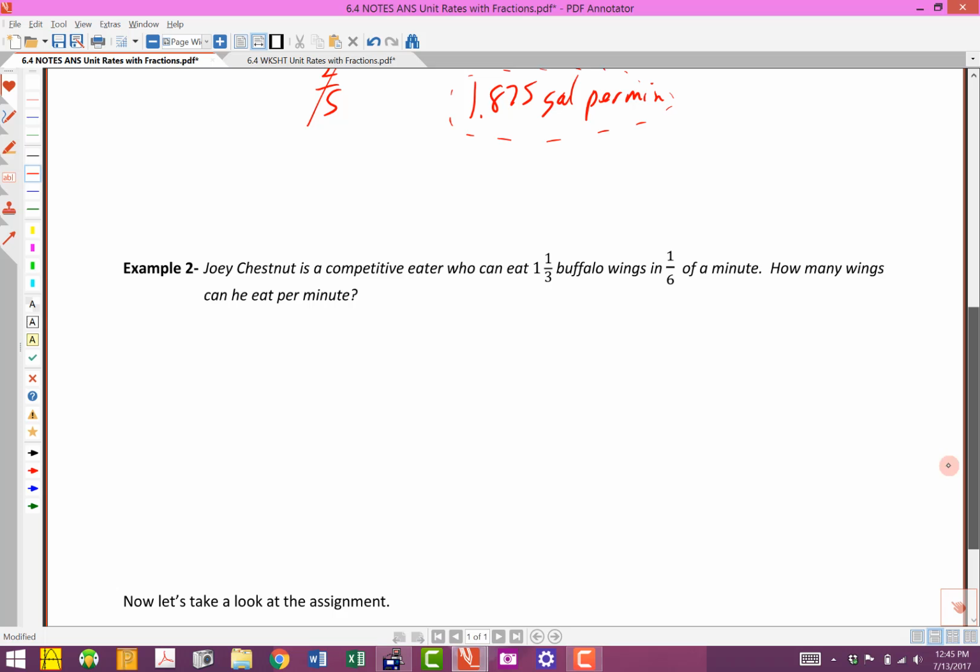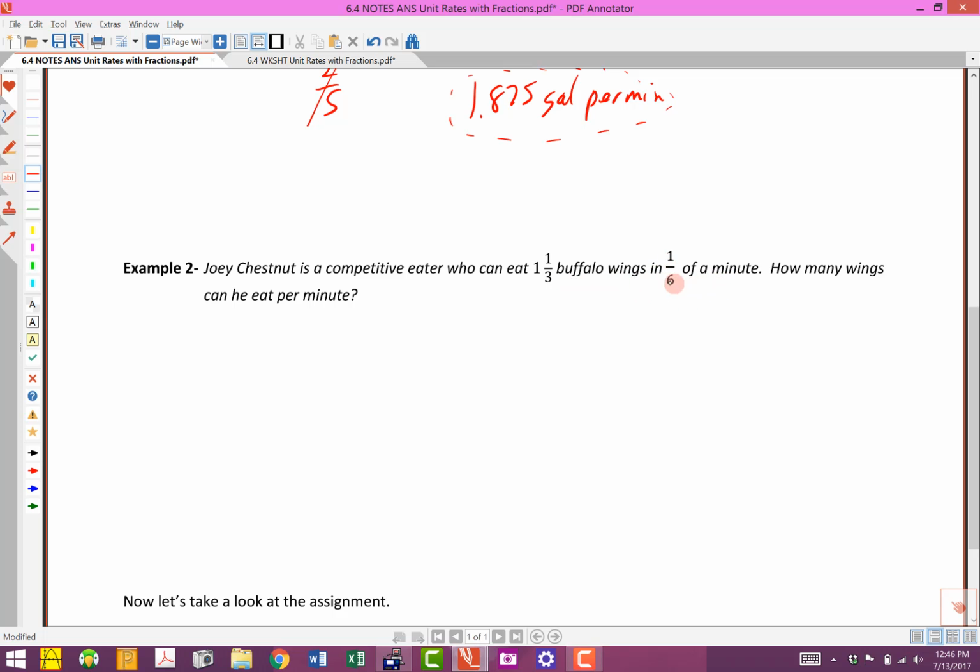This is actually true. Joey Chestnut, he's a competitive eater. He goes around the country and eats pizza and hot dogs and all sorts of stuff. In this particular case, he's in a buffalo wing eating contest. So it says he can eat 1 1/3 buffalo wings in 1/6 of a minute.